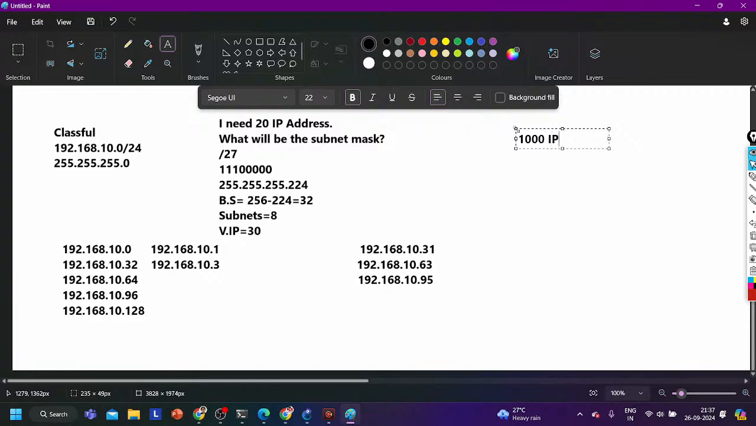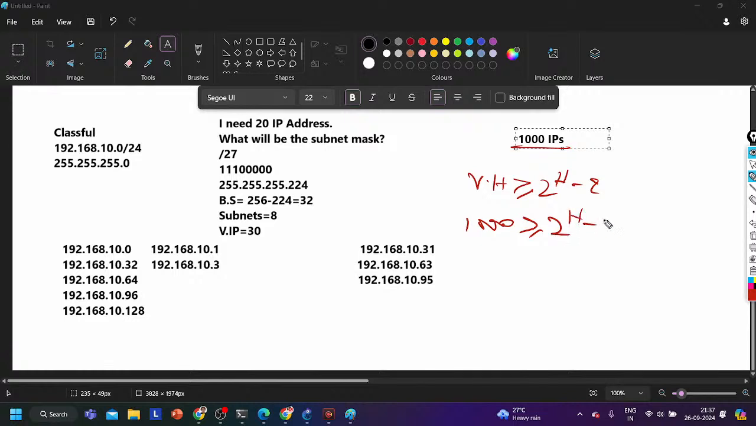Now, the second question, I need 1000 IP addresses. For 1000 IP addresses, the formula is again going to be the same. This is my valid host, right? So valid hosts should be less than or equal to 2 to the power h minus 2. Valid hosts should be 1000. You only need to find the value of h. What will be the value of h here?